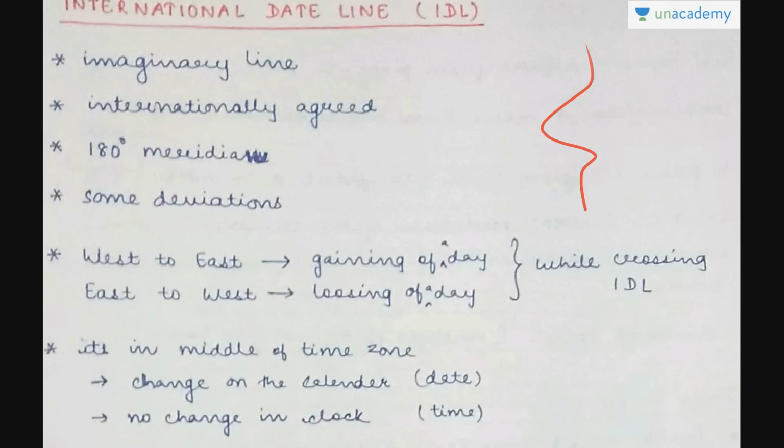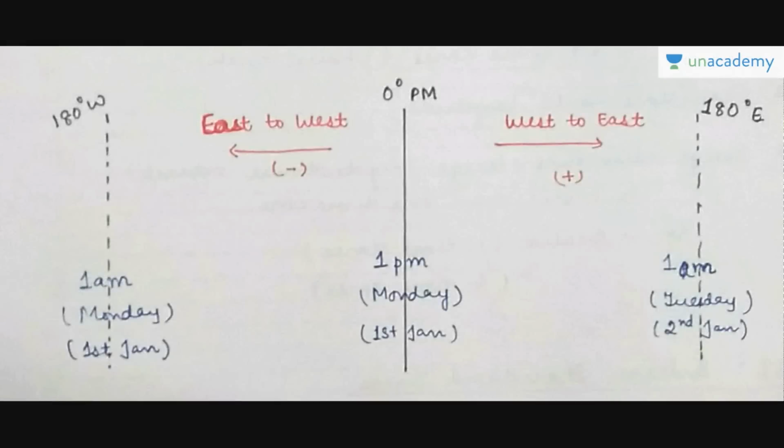Now what happens in IDL when we move from west to east? This is west, this is east. When we move from west to east, there is gaining of a day, and when we move from east to west, there is loss of a day, and this happens while crossing IDL. How it happens? See here. This figure we saw yesterday, but there was some confusion regarding this figure itself. The concept was the same, but I'll try to clear that.